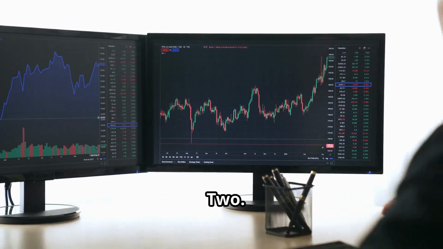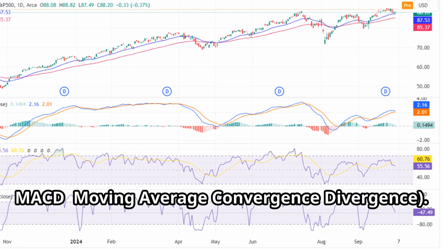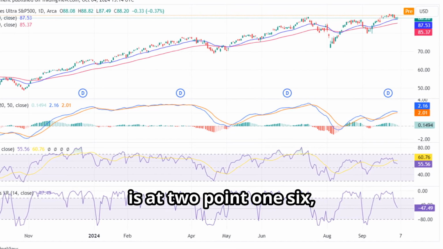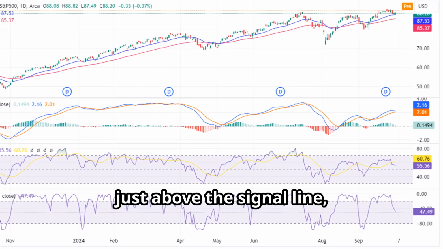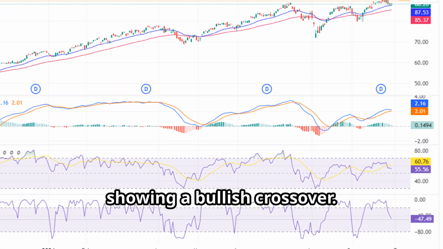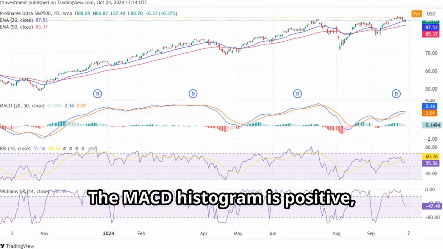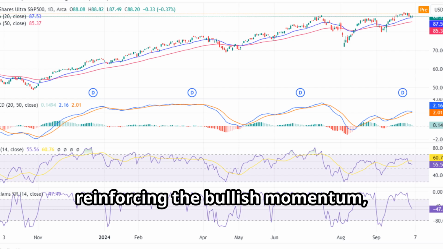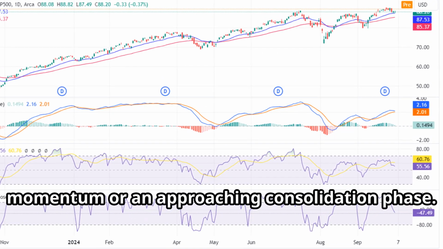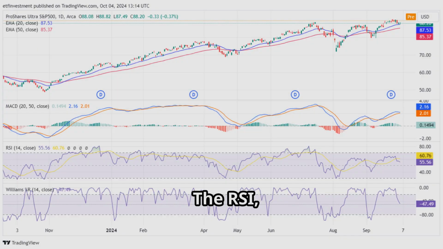2. MACD, moving average convergence divergence. The MACD line, which is blue, is at 2.16, just above the signal line, which is orange, at 2.01, showing a bullish crossover. The MACD histogram is positive, reinforcing the bullish momentum, though the lines are converging, which could signal weakening upward momentum or an approaching consolidation phase.